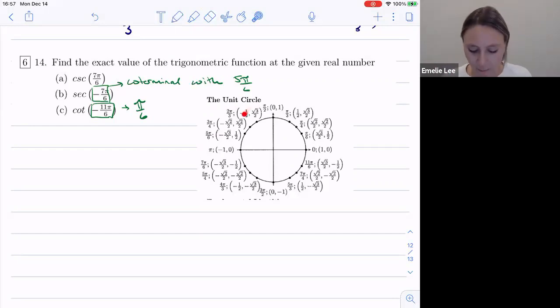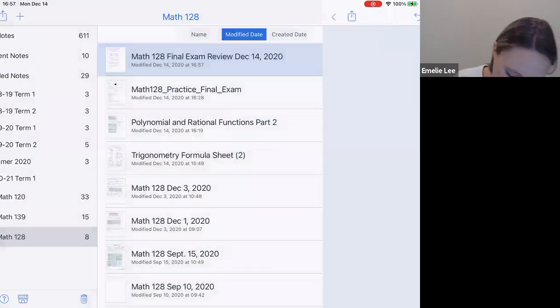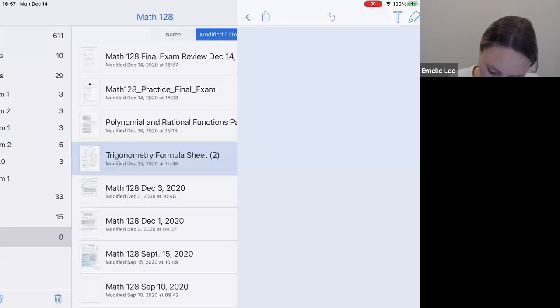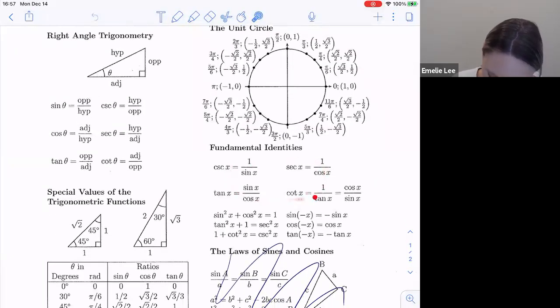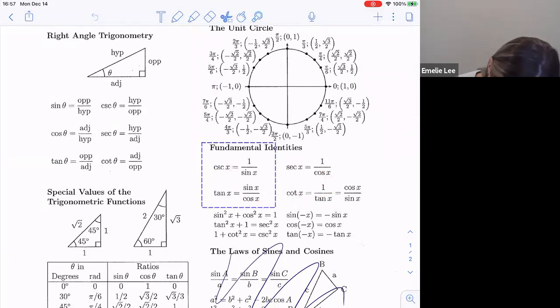So really make sure that you have some version of this unit circle handy, right? Because you're going to refer to it. Okay. The other thing you're going to want is these guys here, these fundamental identities. Cosecant, secant, cotangent. So I'm going to grab these as well.